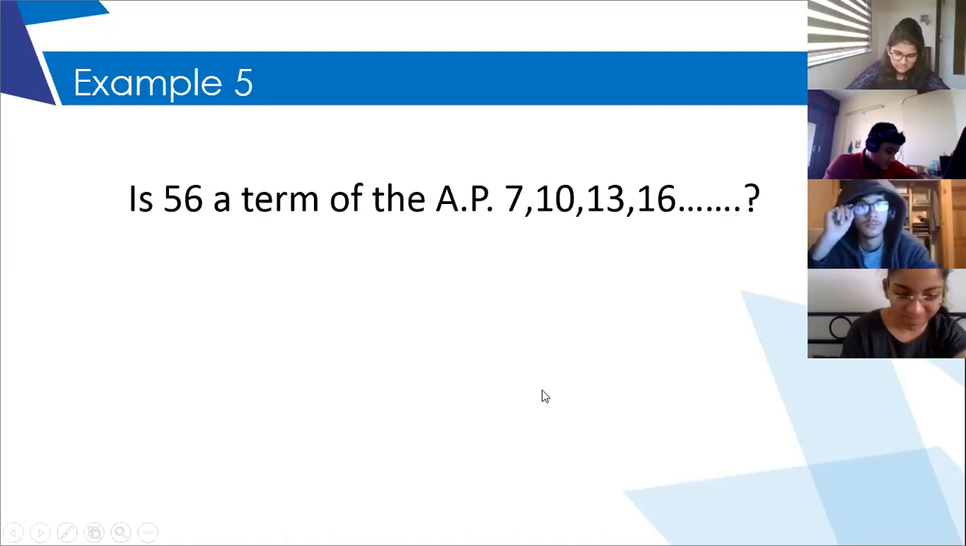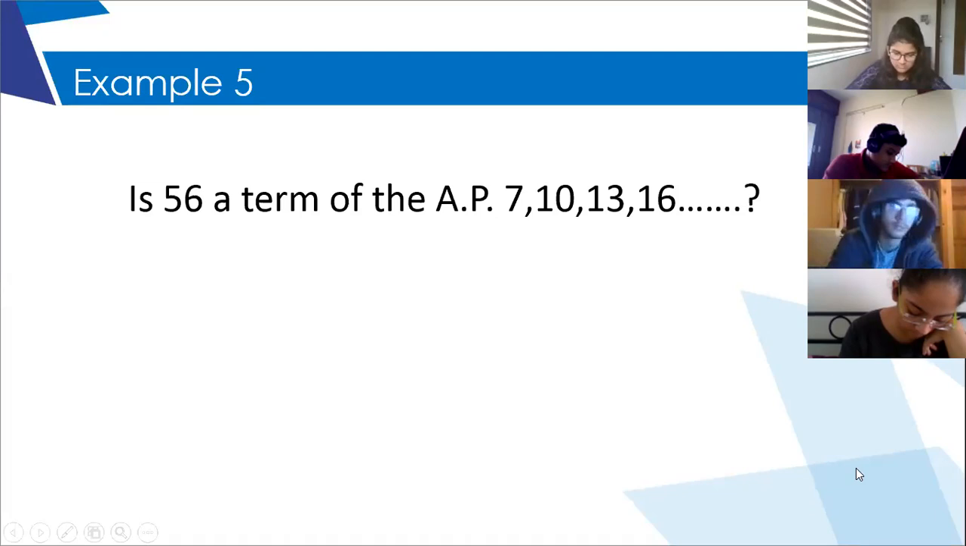We can also take an as 56, and then we have to find n. If n is a whole number, then it's a part of this AP. Very good, excellent. That is how it is to be done.